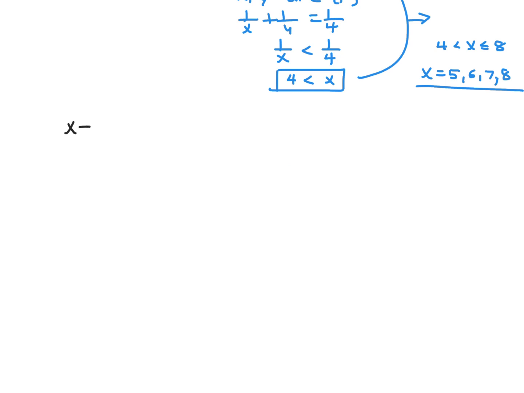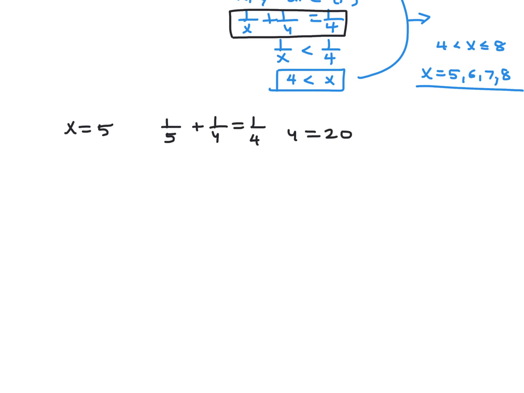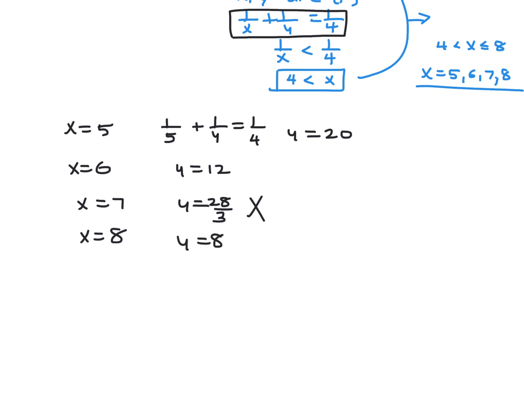Okay, so let's start with x equals 5. And of course, we're going to use this standard equation. If 1 over 5 plus 1 over y is equal to 1 over 4, when we solve for this, you will get y equal to 20. And when x equals 6 and you solve for the same thing, you will get y equal to 12. When x equals 7, you will get y equals 28 over 3. Now that's not an integer, so that is not a solution. When x equals 8, you will get y equal to 8. So our only integer solutions are (5, 20), (6, 12), and (8, 8).